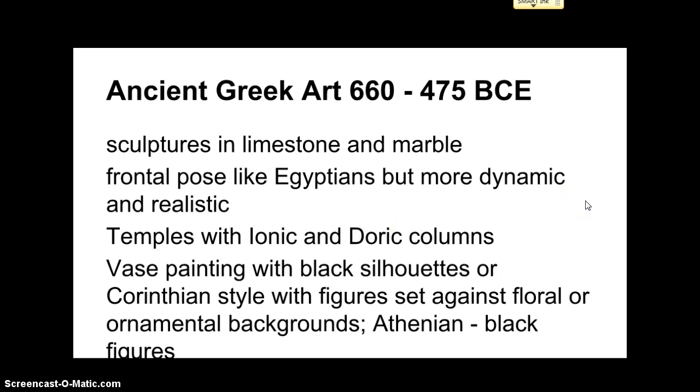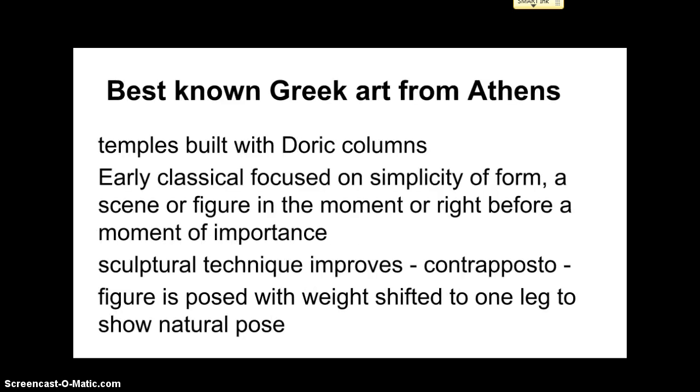They also have vase paintings with black silhouettes or a Corinthian style with figures set against floral or ornamental backgrounds. Athenian is just black figures.